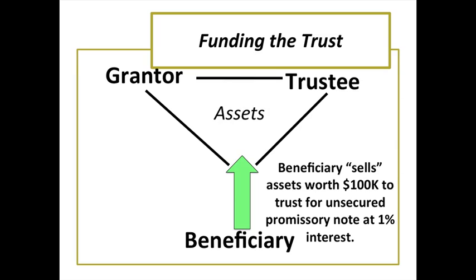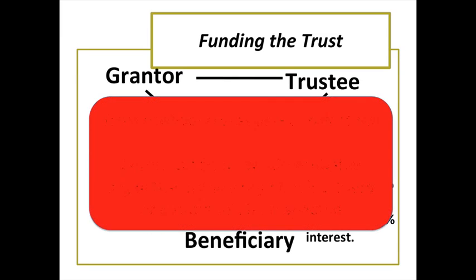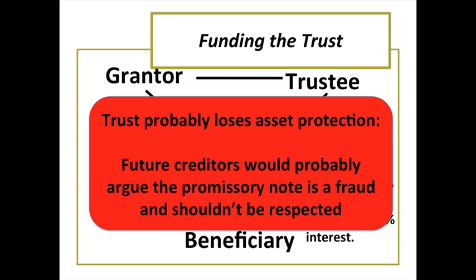We've got to have the terms of the promissory note be commercially reasonable terms. What interest rate would a bank charge you right now for a promissory note of the same equivalent time period as the promissory note between you and the trust? So if you sold assets worth $100,000 to the trust for an unsecured promissory note at 1% interest, would that give you asset protection? No asset protection. The trust will lose asset protection. Future creditors would probably argue the promissory note's a fraud and shouldn't be respected.